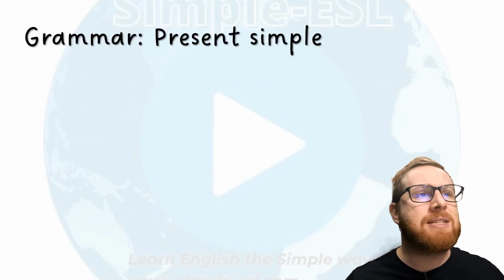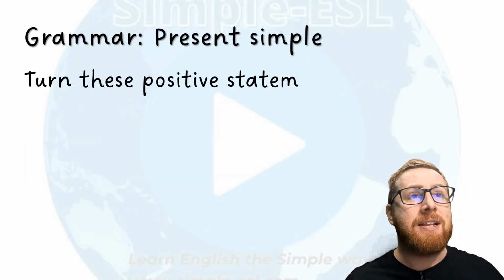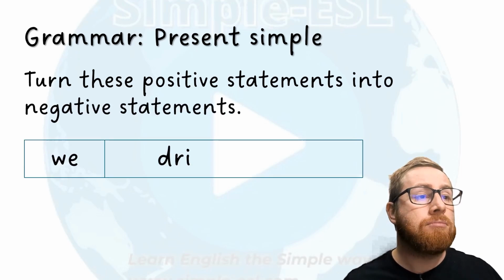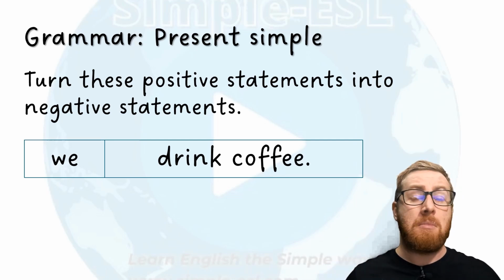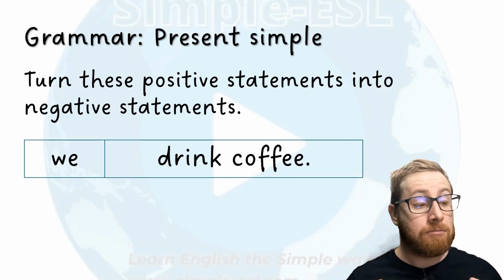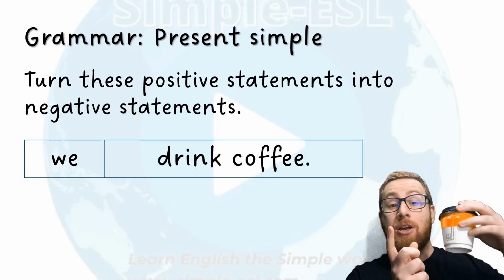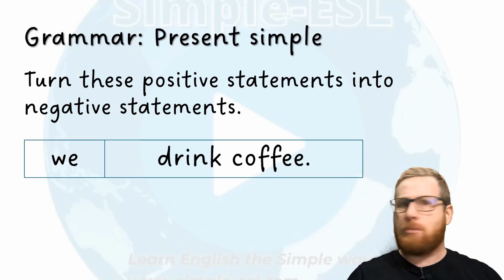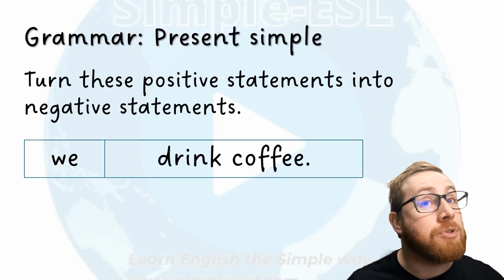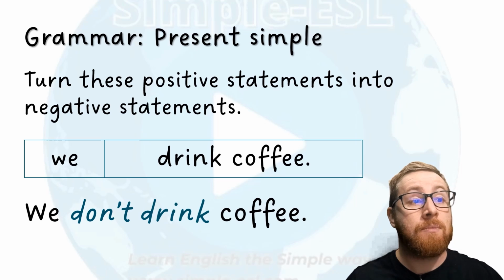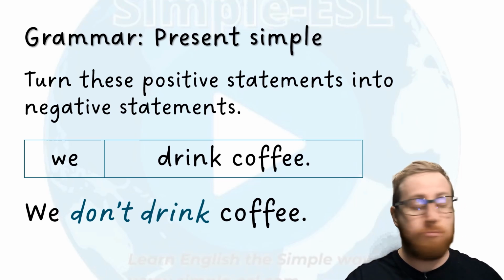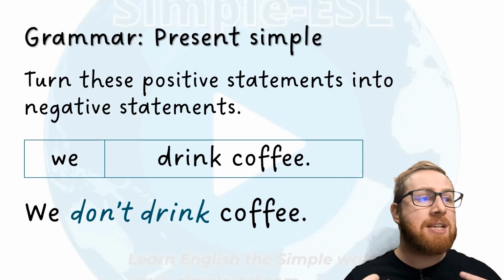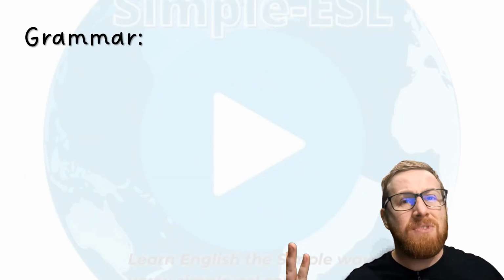So we're going to try another example of present simple and turning these positive statements into negative statements. We drink coffee. I love coffee. I absolutely love coffee. But we don't drink coffee. We don't drink coffee. Let's change the subject from we to they.